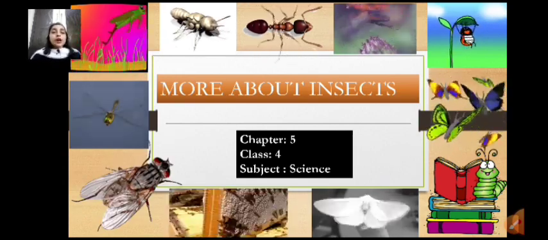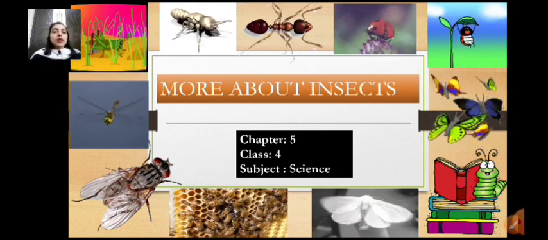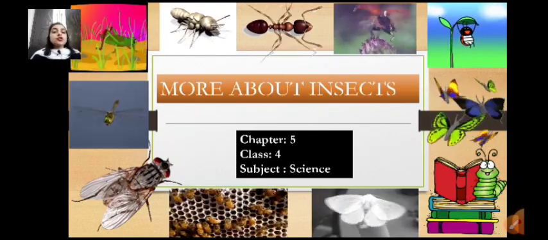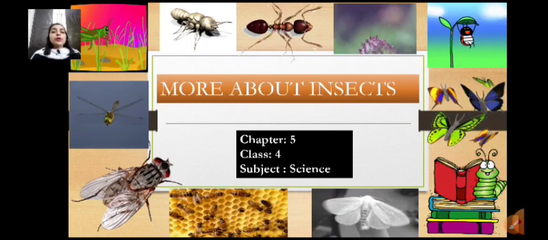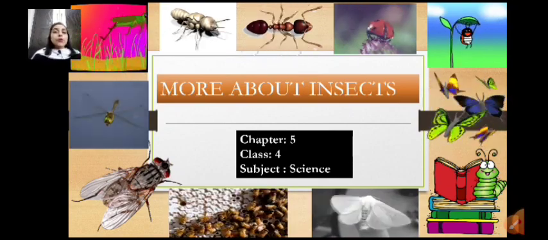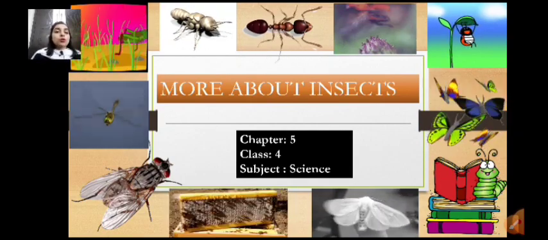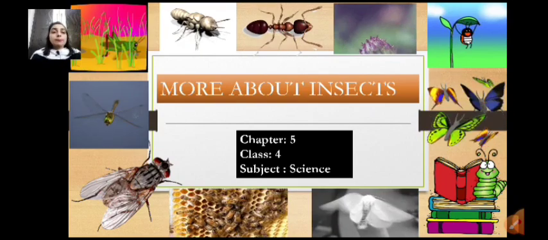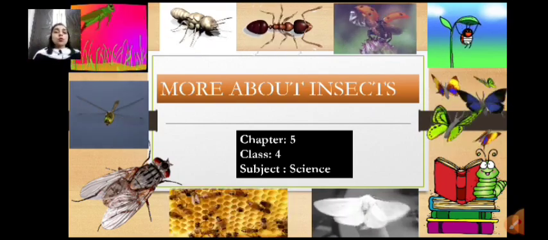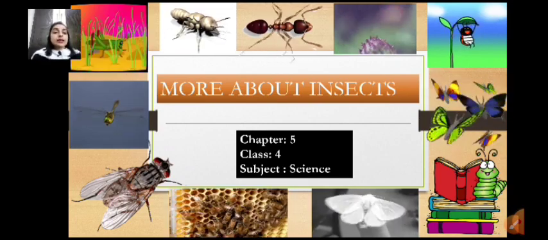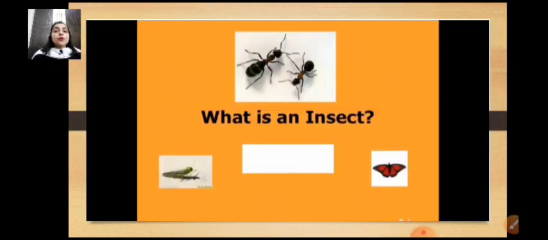And today we are going to discuss the chapter that is about insects. This is the 5th chapter of your science book. We have already completed 4 chapters of your science book. So today let's start discussing this chapter. In previous chapters we have already discussed insects, but in this chapter we will discuss insects in detail. So first of all, you should know what an insect is.